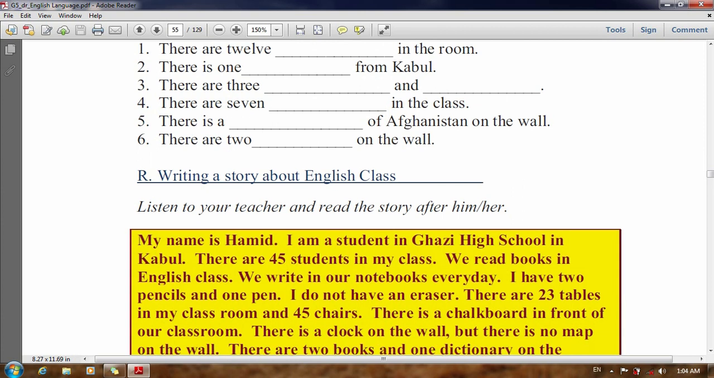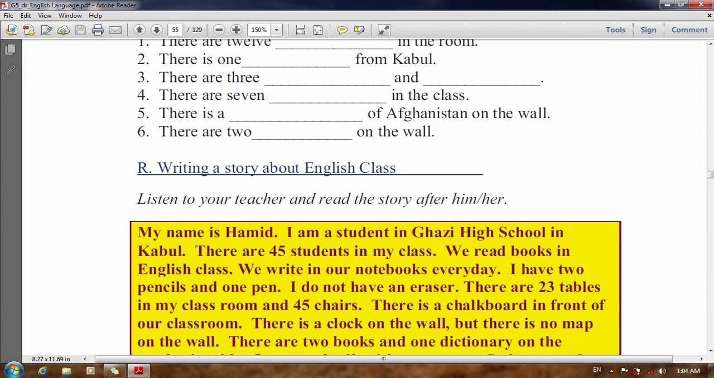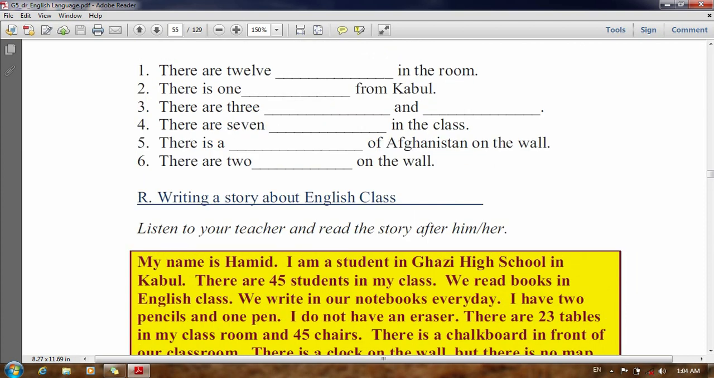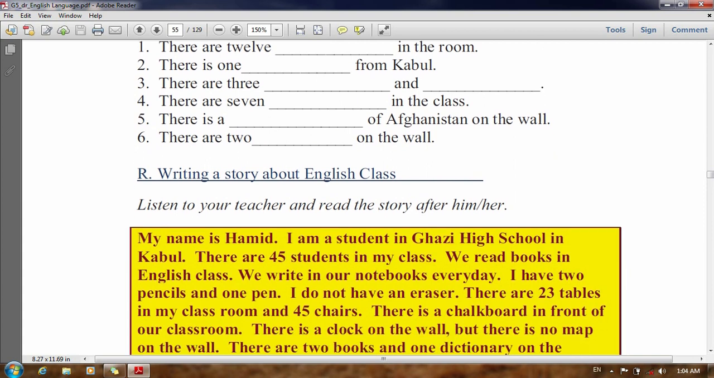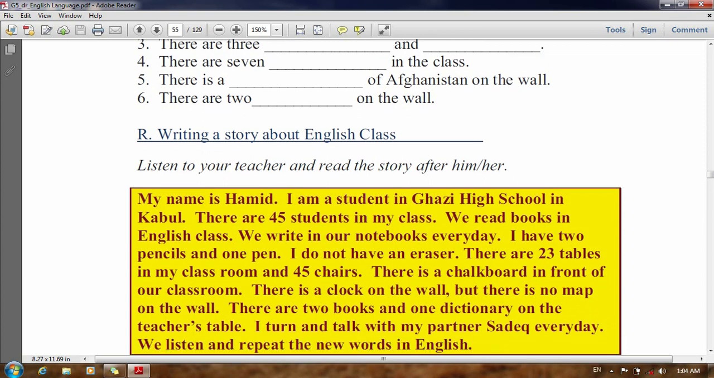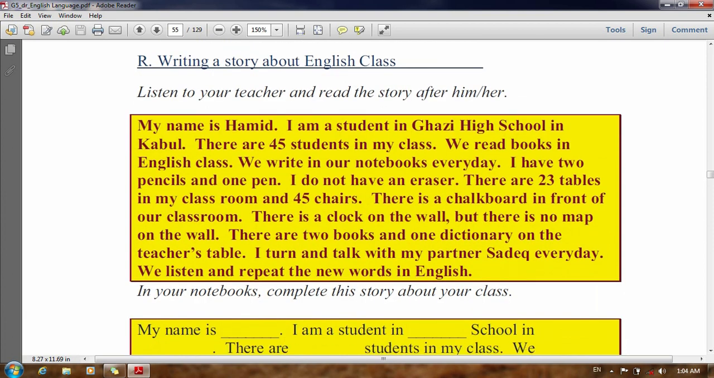There is one person from Kabul. There are three men and 9 women. There are 7 chairs in the class. There is a map of Afghanistan on the wall. There are 2 clocks on the wall.